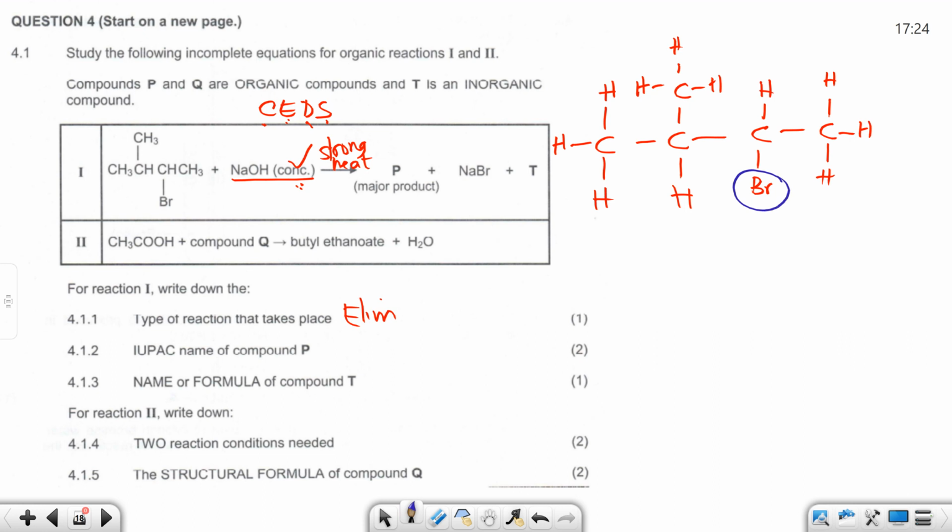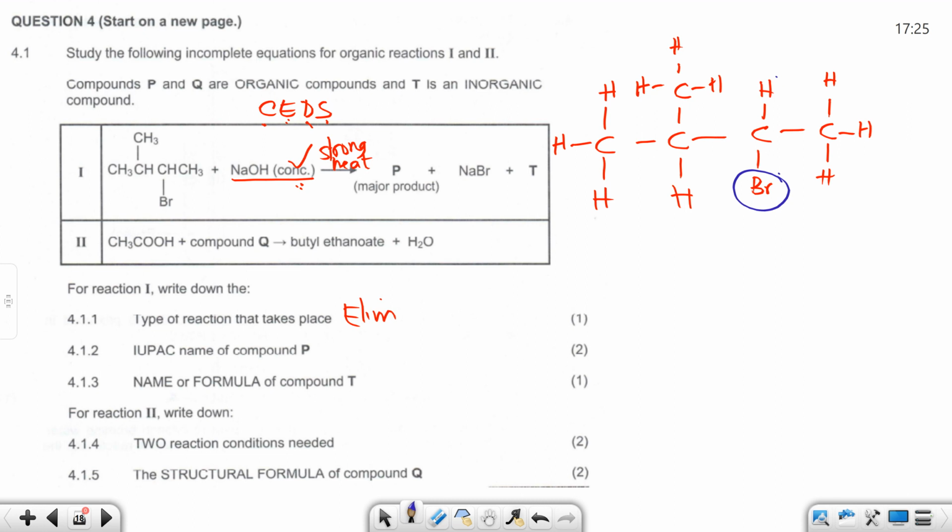Please, don't be wicked. Don't remove Br and still remove hydrogen. Pity the carbon. You are removing somebody's 2 legs. No, at least remove one. Okay? We've taken Br from here. Can we be fair enough? The question now is, which hydrogen do I remove?